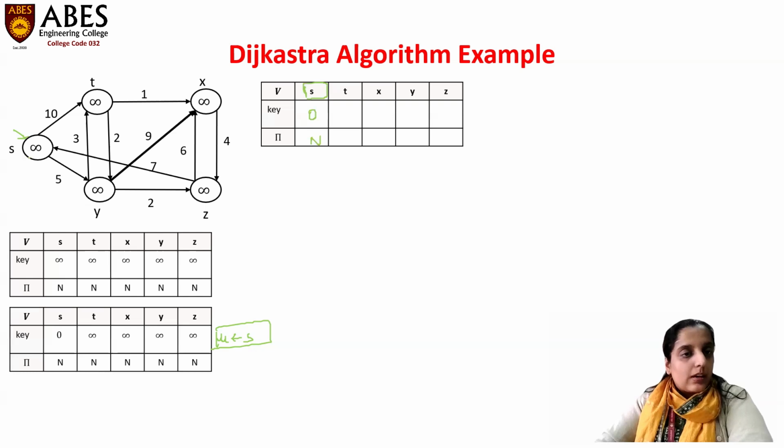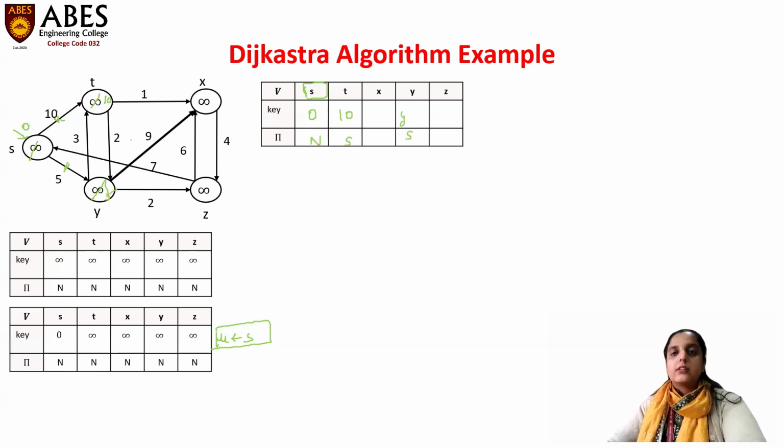So from S we can go to T and to Y. Now, if we take this path, it will be 0 plus 10, that is less than infinity. So it will be 10. So for T, we're going to write here 10 and its parent will be S. After that, next is Y. So we'll see 0 plus 5. 5 is less than infinity. So we're going to take Y as 5 and the parent is S.